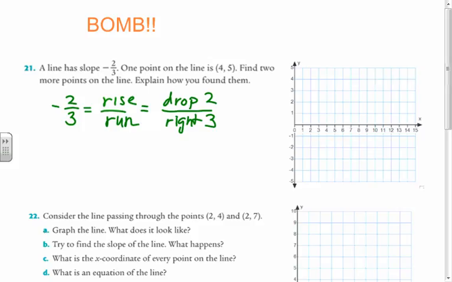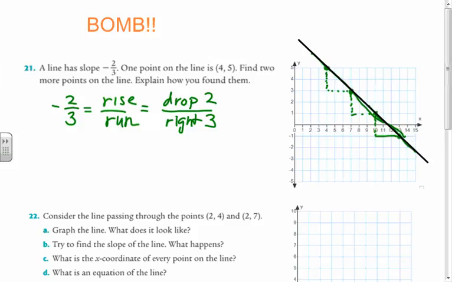So if I were to graph 4, 5 up here, that's that point right there. And I know my slope is negative 2/3. That means from there I need to drop 2, which puts me here, and then I need to go to the right 3, and there'll be another point on that line. Drop 2, right 3, another point, drop 2, right 3, another point. So here's the line that they're talking about through those points. Right there is my line through those points.